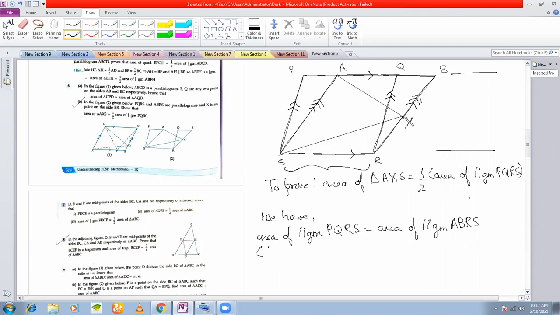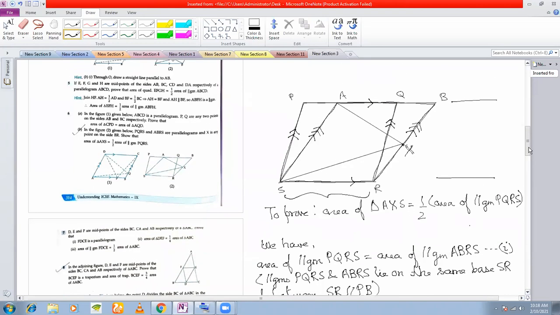Reason is parallelograms PQRS and ABRS lie on the same base SR, and between SR parallel to PB. That is, they lie on the same base and between the same parallel lines. Therefore, they must be equal in area. Okay, call this number 1.